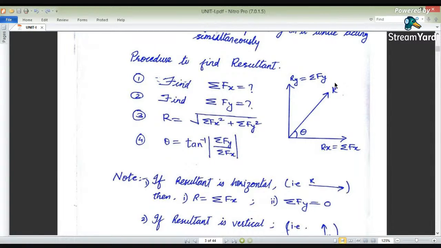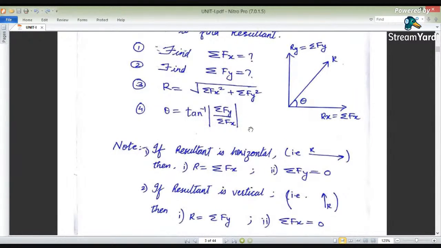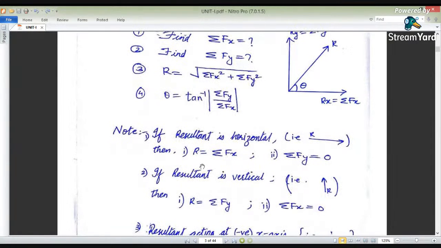We can find the position of the resultant by theta equals tan inverse of summation of Fy by summation of Fx. Again, if the resultant is horizontal, that means the y component is 0, therefore summation of Fy is 0. And if the resultant is horizontal, R is equal to summation of Fx. So that is when the resultant is horizontal.